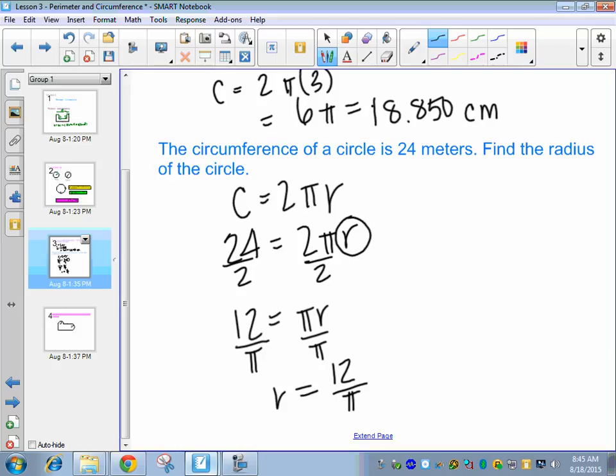Yeah, that's good. So 3.82 approximately. So you guys, when you're taking a test first semester, you won't get a calculator and you will leave your answer at 6 pi. So you don't even have to multiply by 3.14. You'll just leave your answer like this for all of first semester.